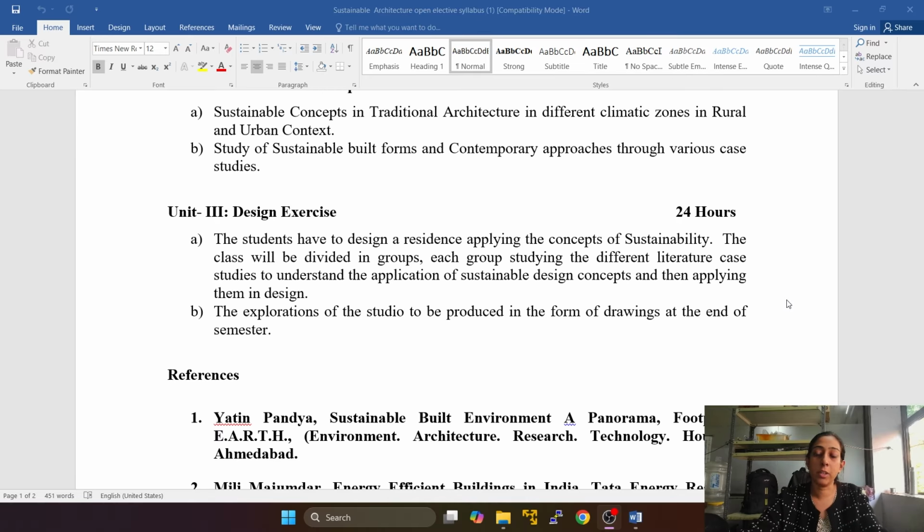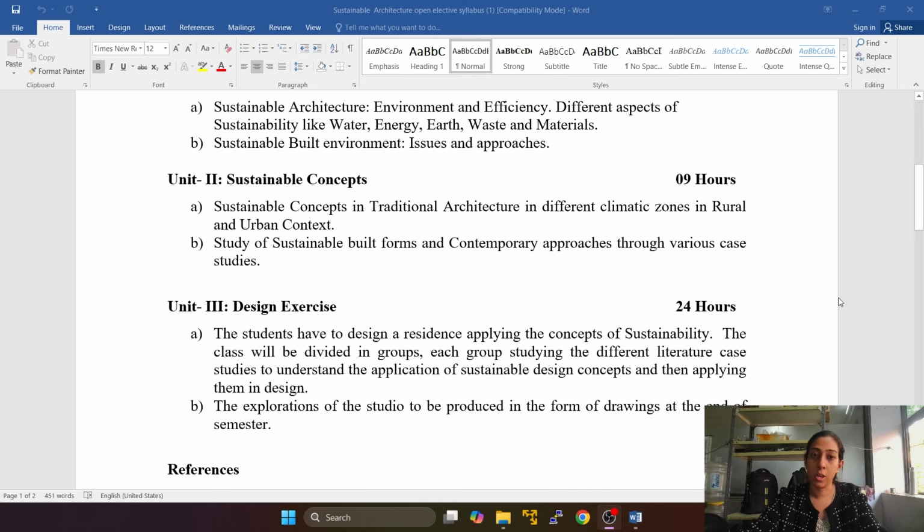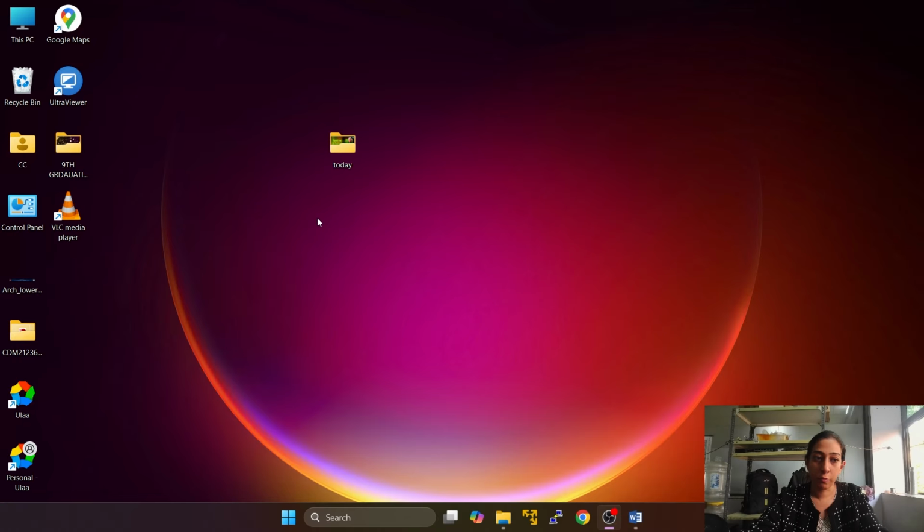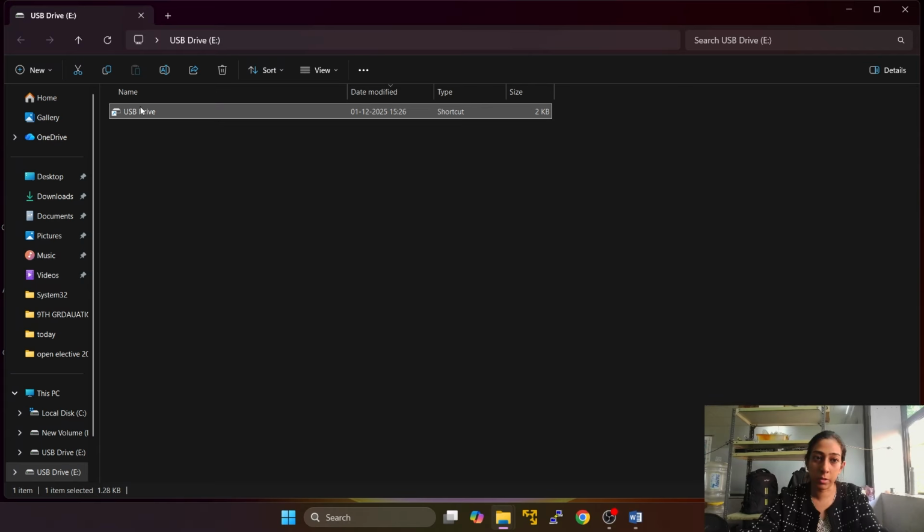The class will be divided into groups, each group studying different literature and case studies to understand the applications of sustainable design concepts and then applying them in design. The exploration of the studio is to be produced in the form of drawings at the end of the semester. When you're producing these drawings, you would require AutoCAD and SketchUp. So this was the basic understanding of the syllabus. I will just show you a small introduction PPT for you to understand what else we can cover in sustainability.